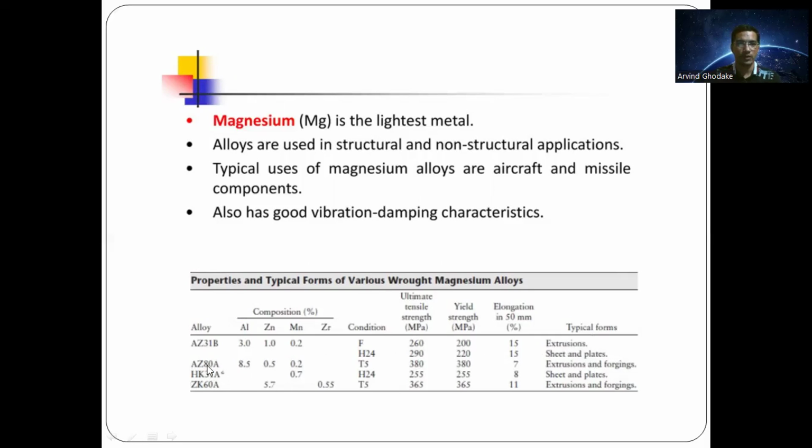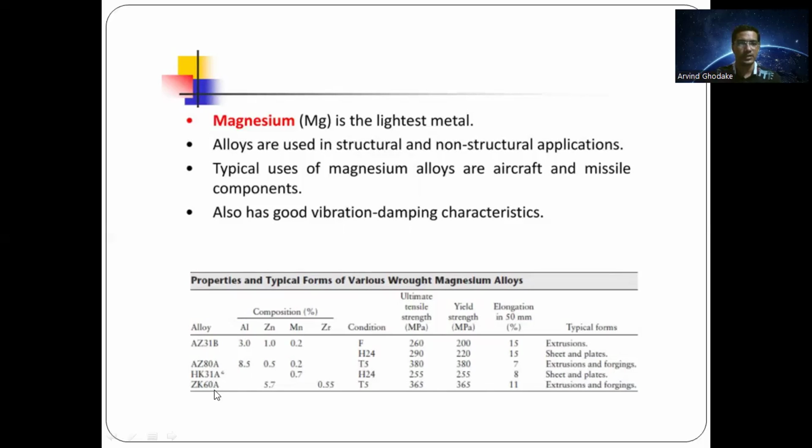The next type of magnesium alloy is AZ80A, which contains 8.5% aluminum, 0.5% zinc, and 0.2% manganese. The condition is T5. Ultimate tensile strength is 380, yield strength is also 380, and elongation is quite low. The process is extrusion and forging. In the same series, S24 has ultimate tensile strength and yield strength of 255, percentage of elongation is 8, and the form is sheet and plates.